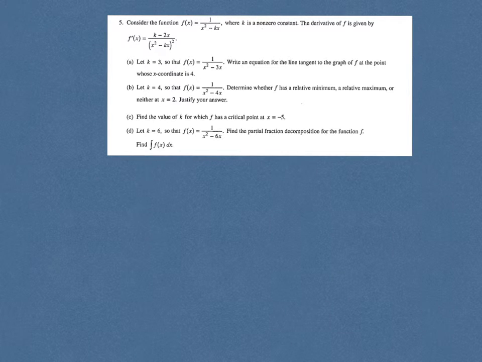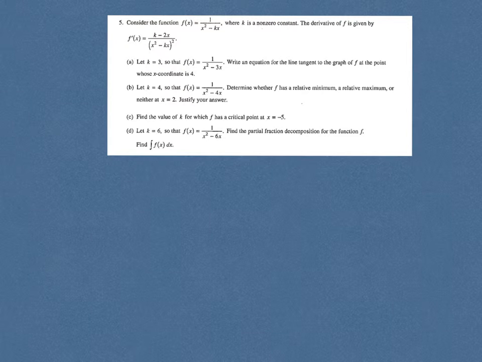So the first one they have here is let k equal 3 so that f of x is equal to this. Write an equation for the tangent line to the graph of f at the point where x equals 4. Well, they've given you the form of the derivative, so k is equal to 3. You plug 3 in for k and 4 in for x. That will at least give you the slope, and then you plug 4 back into f. That will give you your point. You're able to give me the equation of the tangent line, okay?